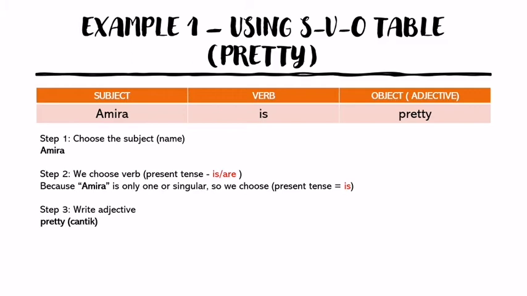Okay, next. These tables, after we write step 1, 2, and 3, we will put all the things in this table. This table we call SVO table. They are subject, verb, and object. Okay, for the subject just now we write Amira, so we put in here Amira. And then verb is, because there is one Amira. And then object pretty, okay, for adjective that we choose just now. So the sentence will be Amira is pretty. Okay, now we go to the next example.